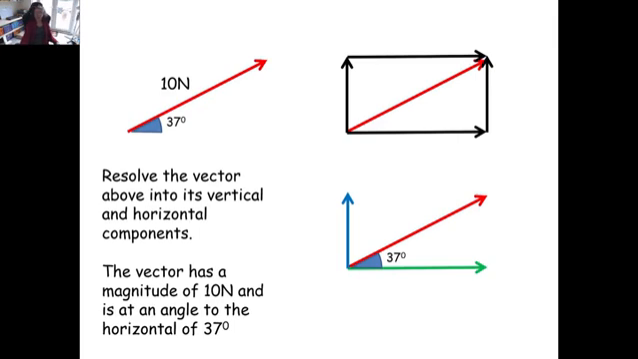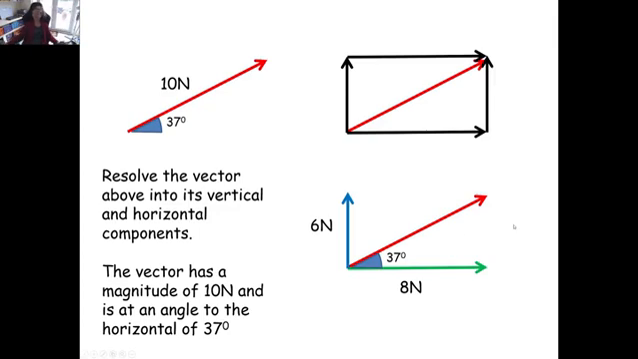And if you have drawn that accurately, you should have found that your horizontal component is 8 newtons and your vertical component is 6 newtons. So if you had an object at this point and you pulled it with a force of 8 newtons in that direction and 6 newtons in that direction, the movement that that object would experience would be 10 newtons at that angle of 37 degrees.